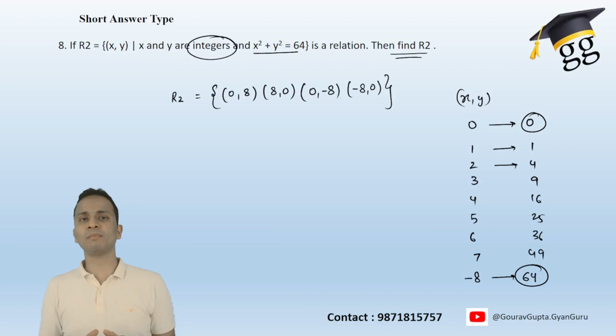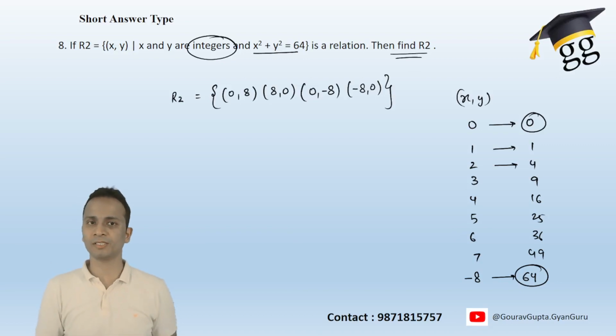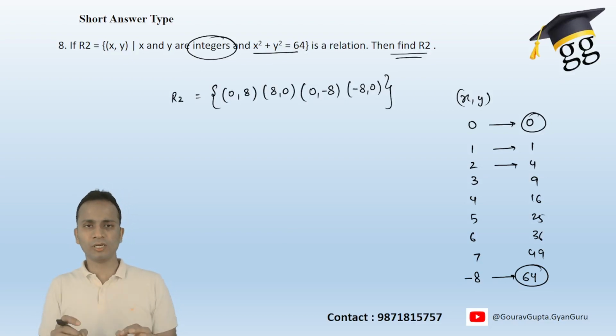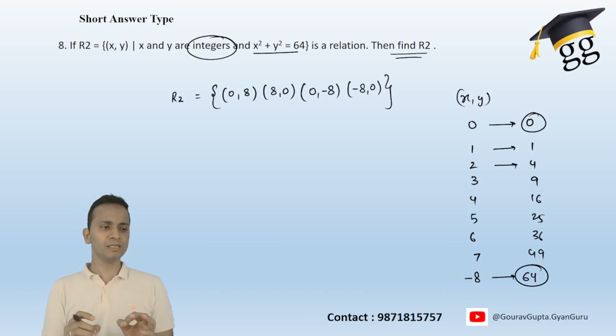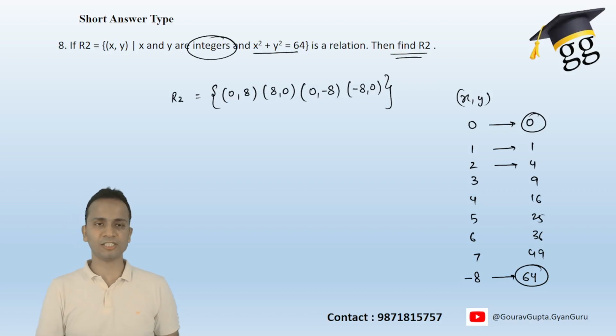So if they are talking about only the whole numbers, then I would have considered only the first two ordered pairs. Now, since they are talking about the integers, they are asking us to consider integers. That is why I have also considered minus 8 in this case. So just being extra careful, being aware of all these things, keeping all these things in mind when you are solving these questions will help you in increasing your score drastically.